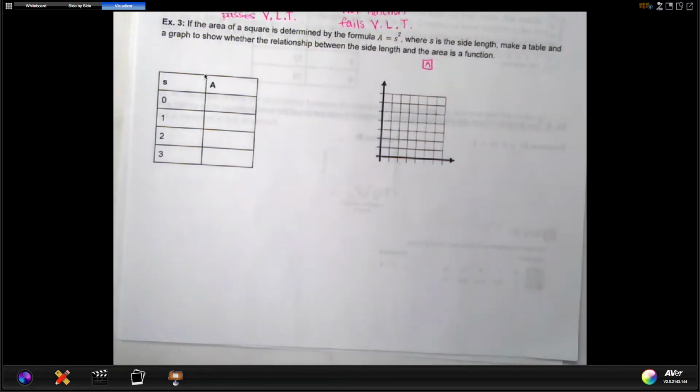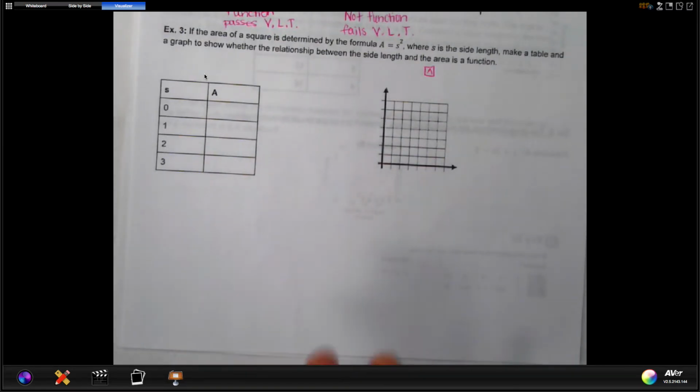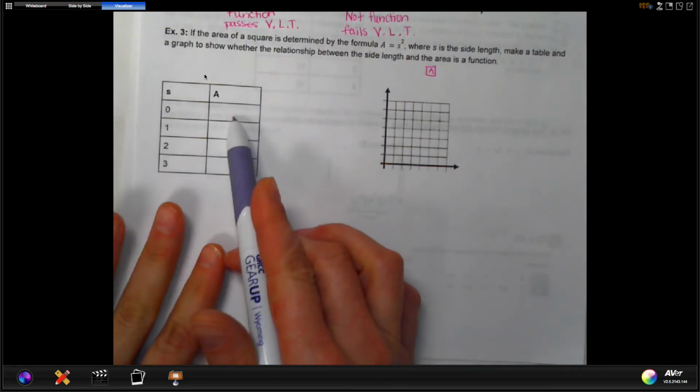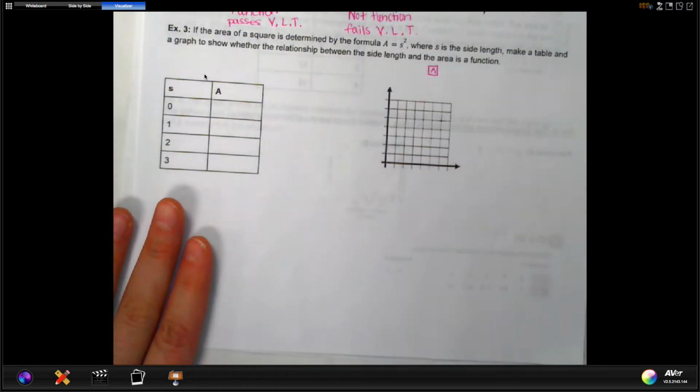So I'm only going to get you started on this one for the sake of the video and let you finish it. So the question is this. If the area of a square is determined by the formula A equals S squared, where S is the side length, make a table and a graph to show whether the relationship between the side length and the area is a function. Okay, so this table right here is set up a little different than we normally do.